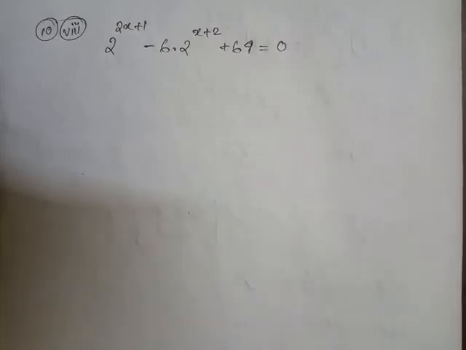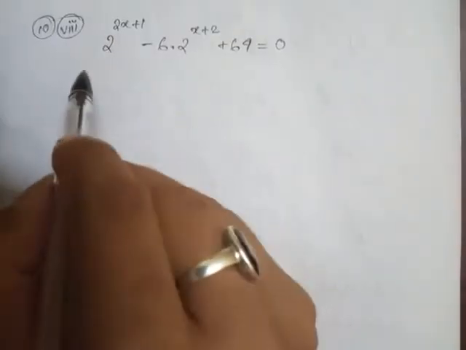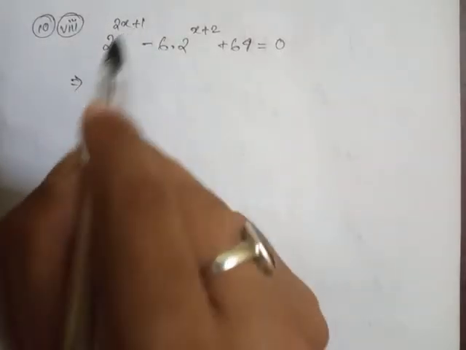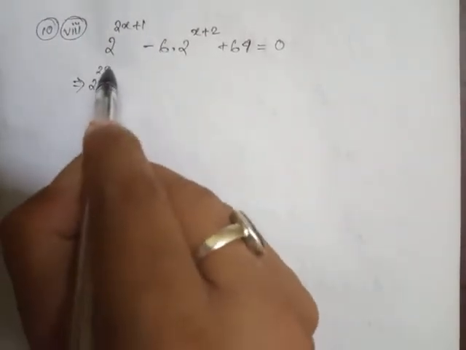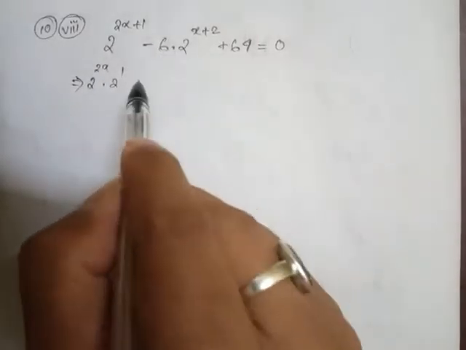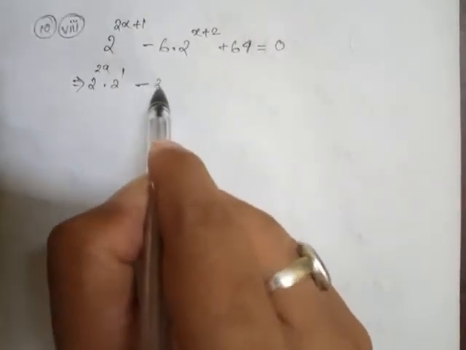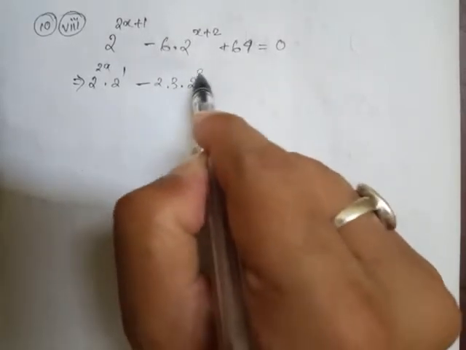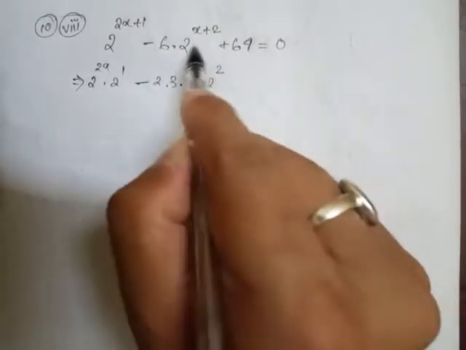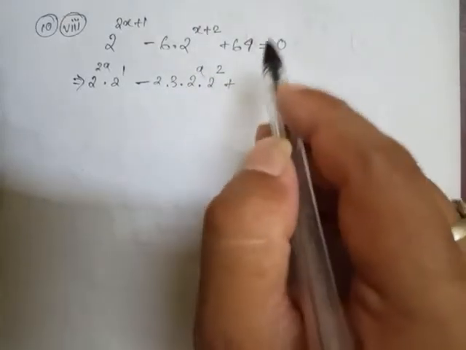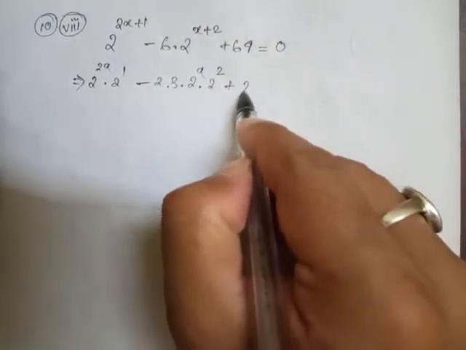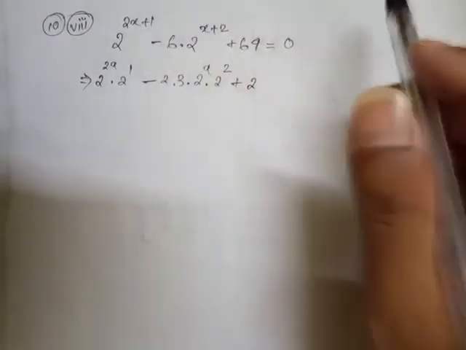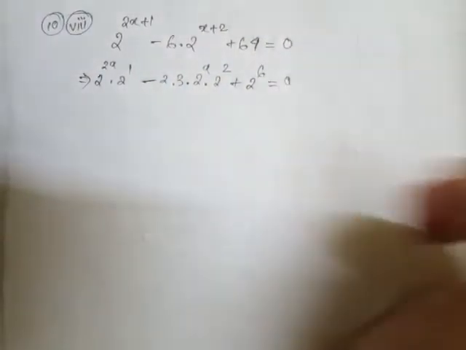First of all, student, we will go for splitting up. 2 to the power 2x plus 1 can be written as 2 to the power 2x into 2 to the power 1, and 6 can be written as 2 into 3, and here 2 to the power x and 2 to the power 2, splitting this up. And 64 means 2 to the power 5 is 32, then 2 to the power 6 is 64, 2 to the power 6 equal to 0.